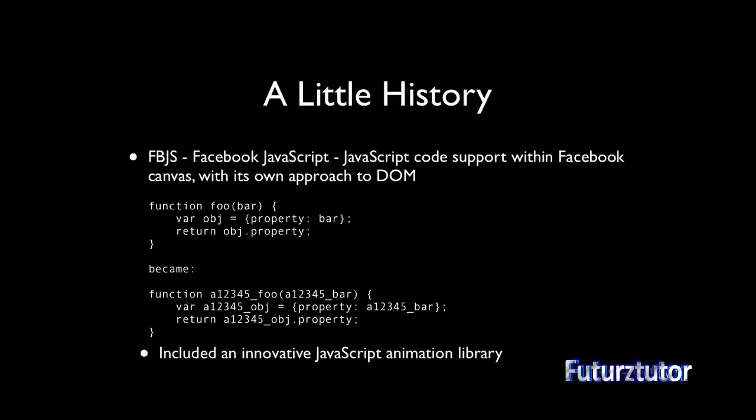They did, however, have their own innovative JavaScript animation library, which allowed the animation of divisions such as fading in and fading out of content within the page. Given Facebook's approach to wrapping JavaScript within the canvas for Facebook applications, this was necessary as libraries such as jQuery and other animation libraries could not be supported.